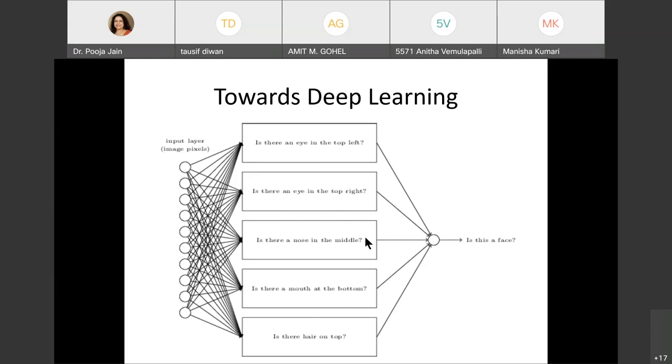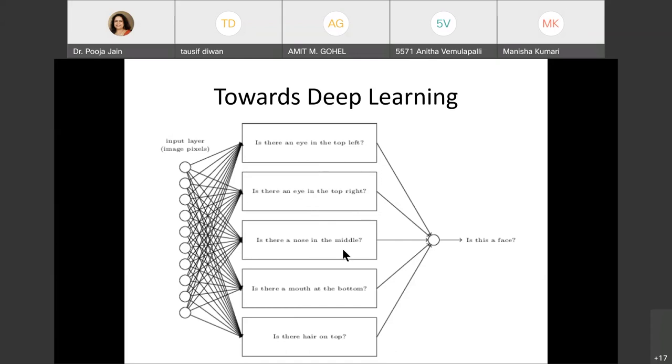Just consider this in terms of neural networks. Okay. So this input is just an input. These sub problems can be considered as neurons. So first, second, third, likewise, fifth neuron, five neurons are there. This neuron is responsible for detection of an eye in the top left. Similarly, this neuron is responsible for detection of an eye in the top right, likewise.